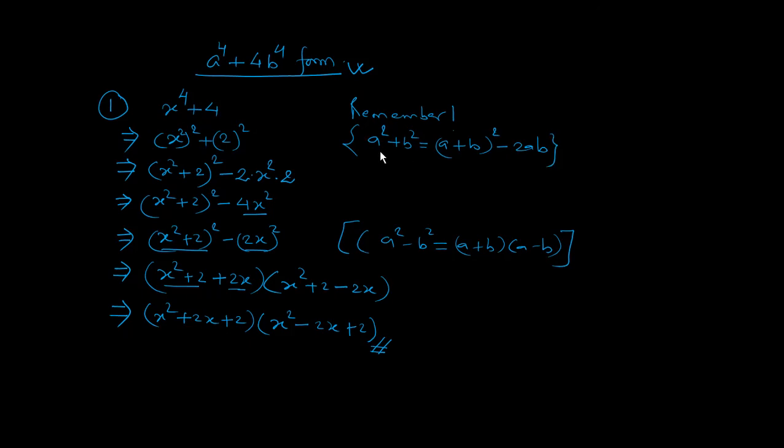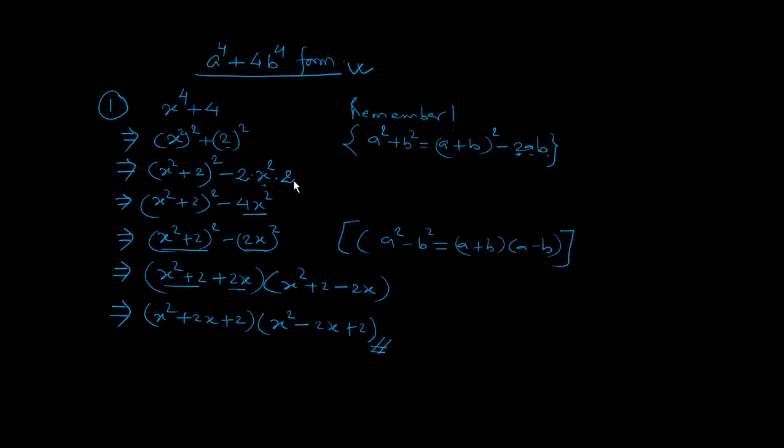Now we already know that a² + b² equals (a + b)² minus 2ab. So here also, (x²)² is the a term and 2 is the b term. So a² + b² is (a + b)² minus 2ab. What is our a? a is x², and what is our b? b is 2, so we use 2 here, (x² + 2)² minus 2 of this formula.